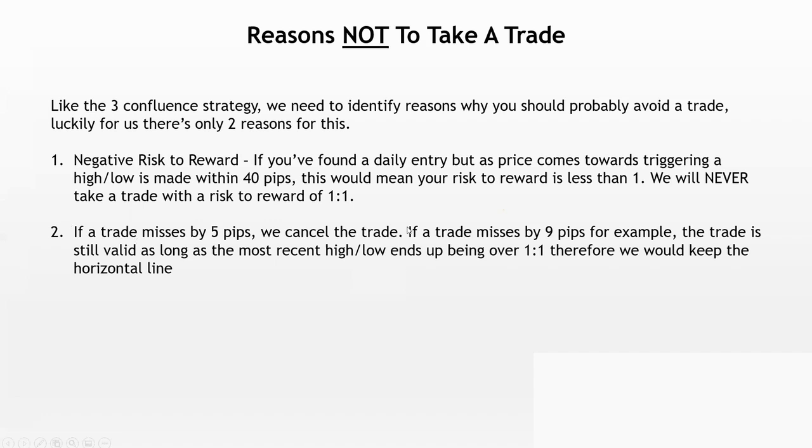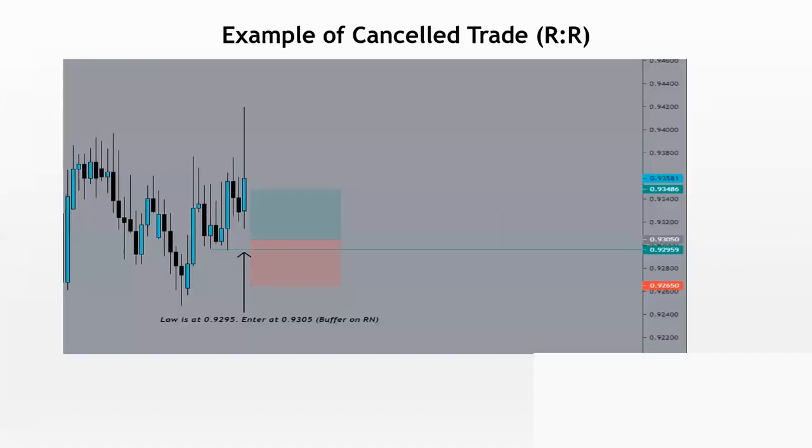So if a trade misses by 5 pips, guys, we're cancelling it. If it misses by, for example, 8, 9, 10, you can still keep it, just only if you have over a 1-to-1 risk to reward. So let's look at an example of a cancelled trade.